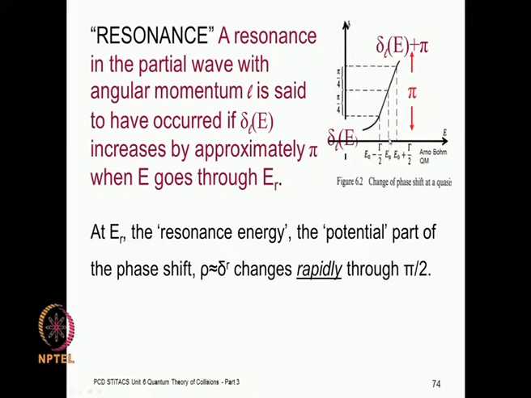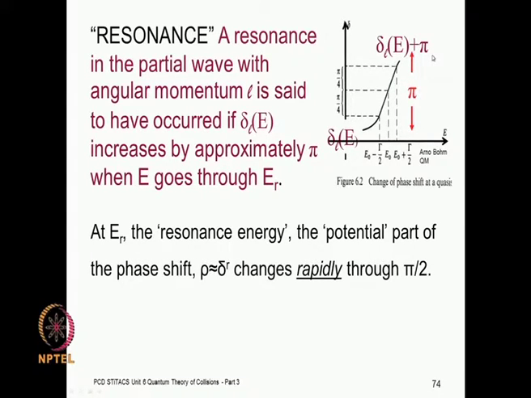So, here E_R is the resonance energy, and as you see the phase shift changes rather rapidly between here, it goes through pi by 2. So, from here to here the net change is pi by 4 plus pi by 4. So, there is a pi by 2 change in this region, and there is another pi by 4 change as you go from well below the resonance to well above the resonance, there is another pi by 4. So, the net phase shift change is from delta to delta plus pi.